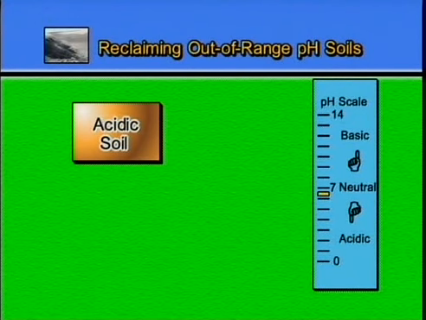Generally, we don't start applying lime to a soil to adjust or increase the soil pH until pHs fall below 6. And in most cases, they're down in the low 5s prior to the time we lime that particular soil.